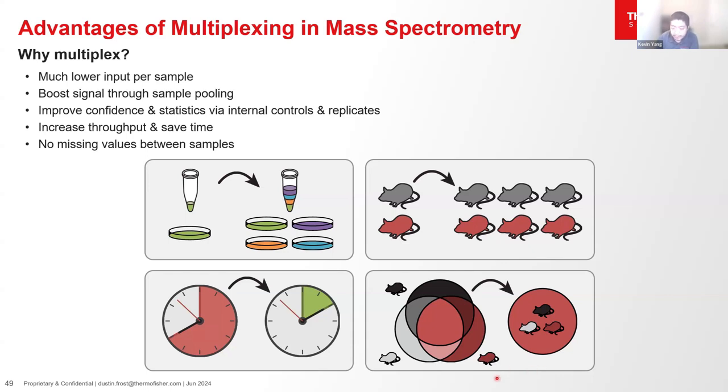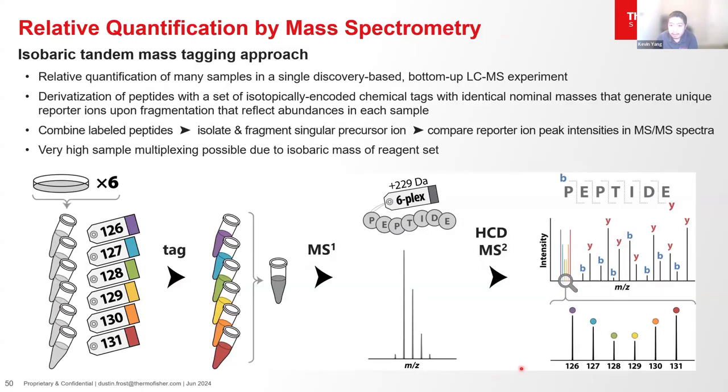Multiplexing allows you to have high reproducibility between samples when you're running DDA. So all these are the benefits of multiplexing. In the multiplexing approach, one of the most commonly used is the so-called tandem mass tag. You tag those different proteins with different tandem mass tags, or TMT, that give you the same mass after tagging, right? So you have one single peak in the MS1.